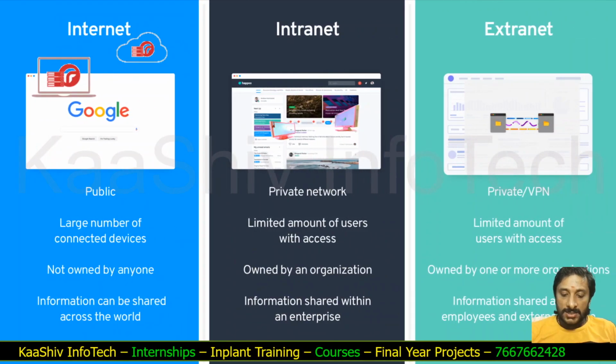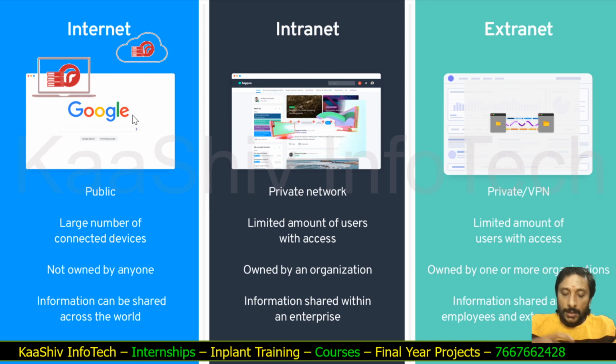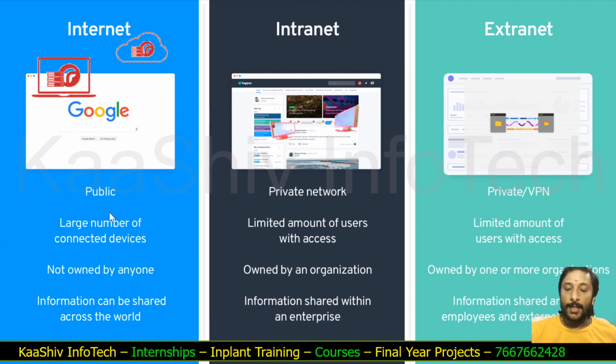So digging further, based on the environment, how the computers are interconnected, can I have the network types? That's where you get the internet, where the communication is happening from your computers to the outside environment beyond my office, external public cloud or public places. That is how your internet works. It is public. A large number of connected devices are not owned by anyone. It's public, the World Wide Web, and the information can be shared across the world.